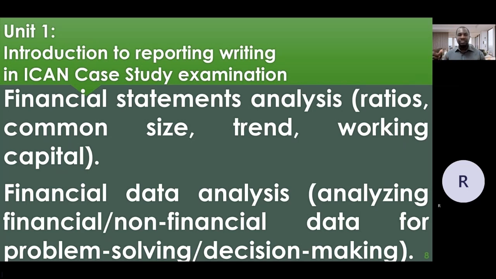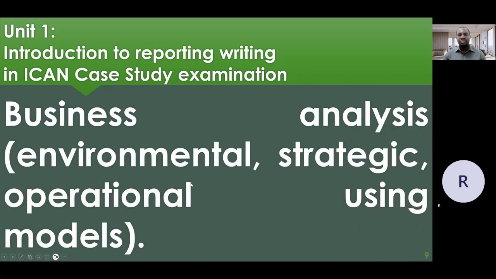But there are deviations. There are some diets where the examiner deviated from this trend and he juxtaposed both of them. Brought financial data analysis in requirement 1 and financial statement analysis in requirement 2. So it's not a hard and fast rule. So you shouldn't be stereotyped with that thinking that this must be the order. So whichever way it is, read the requirement, understand it, decipher it, and answer based on what the examiner has prompted you. And number 3, business analysis, which includes environmental, strategic, operational analysis using models. Another analysis you need to master.